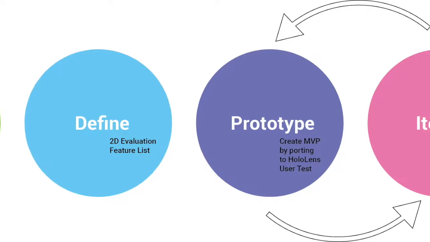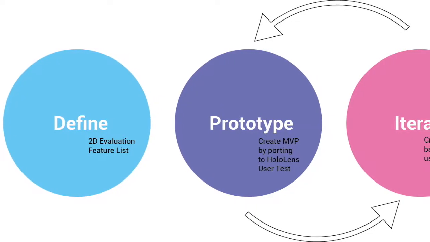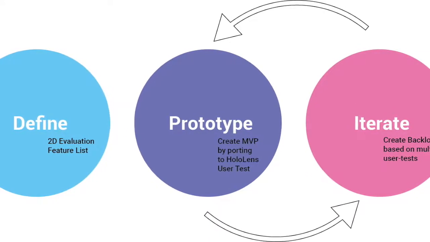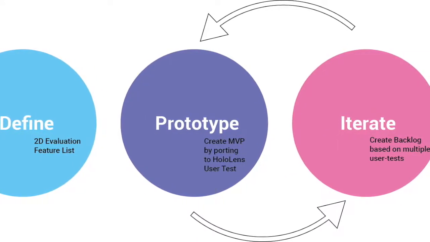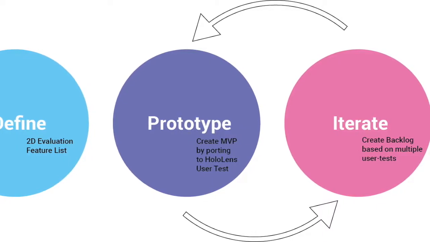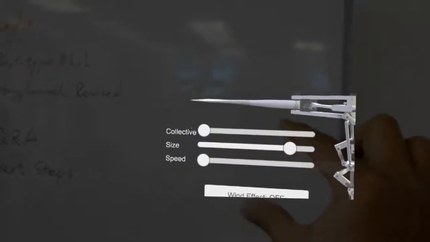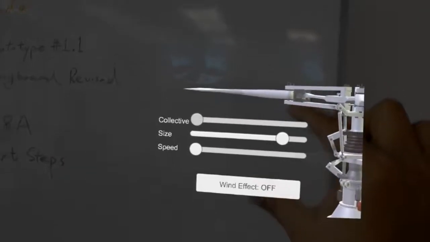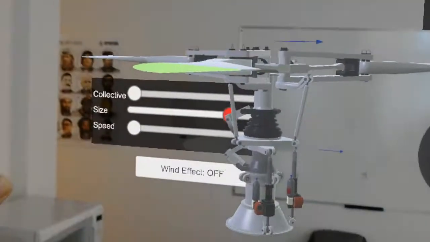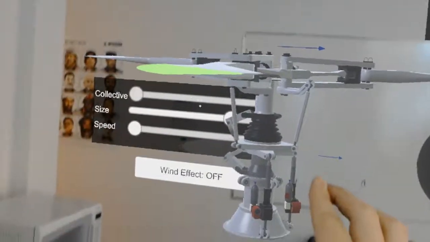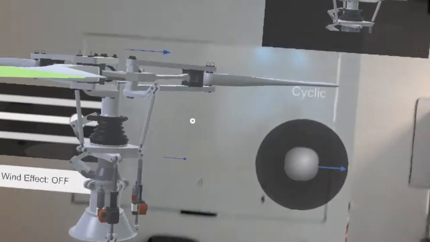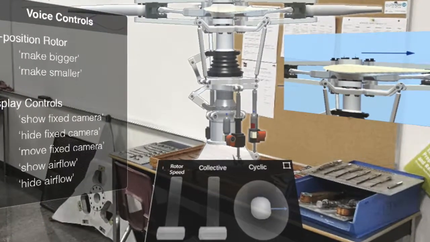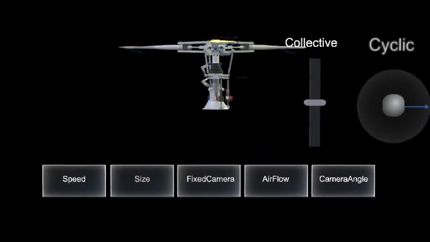The team created an MVP, or minimum viable product, within the first 2 weeks of the project start by importing the existing assets and layout into a HoloLens application. The MVP was tested and user feedback was captured to create a backlog. The backlog was groomed as a team and new prototypes were produced and user tested in bi-weekly intervals.